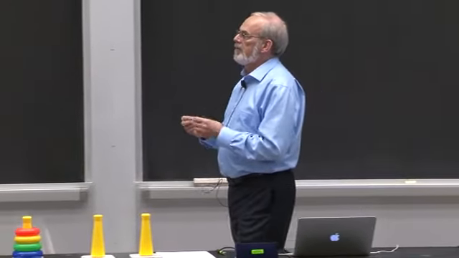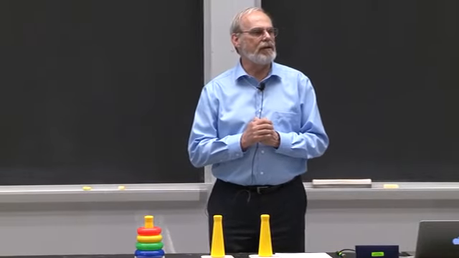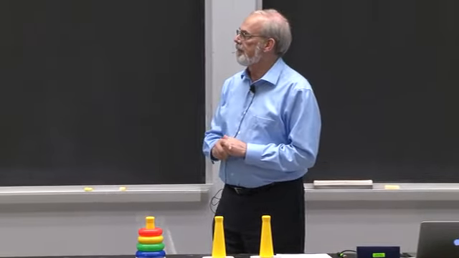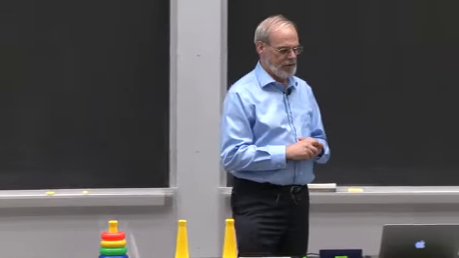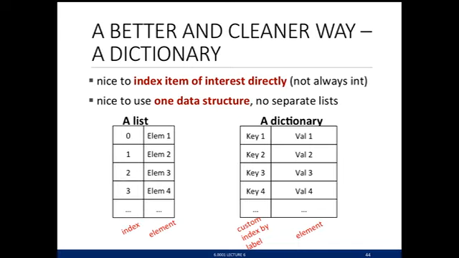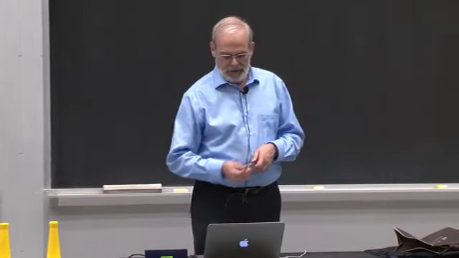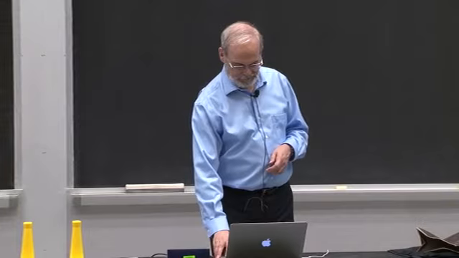So rather than indexing on integers, I'd like to index directly on the item of interest. I'd like to say, where's Anna's record? And find that in one data structure. Whereas a list is indexed by integers and has elements associated with it, a dictionary is going to combine a key, or if you like, a name of some sort, with an actual value. And we're going to index just by the name or the label as we go into it. So let me show you some examples.